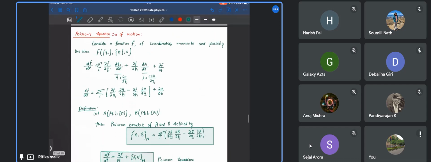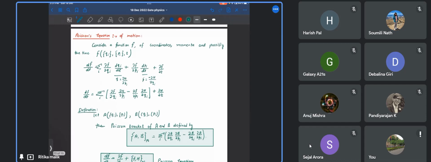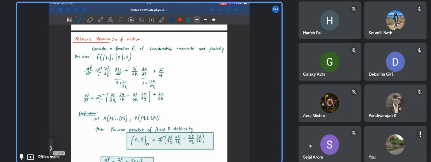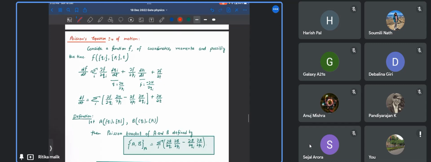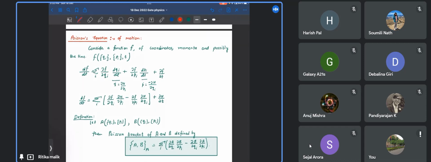And the third way to calculate the equation of motion is Poisson's equation. So Poisson's equations of motion, it's not the same as we encounter in electrostatics. There also there is a Poisson equation, but it is different here. So basically we have to calculate some Poisson brackets, and what this Poisson bracket is, that is the main point here. For example, if you consider a function f, which is a function of p and q, like the Hamiltonian, which is generally a function of p and q.